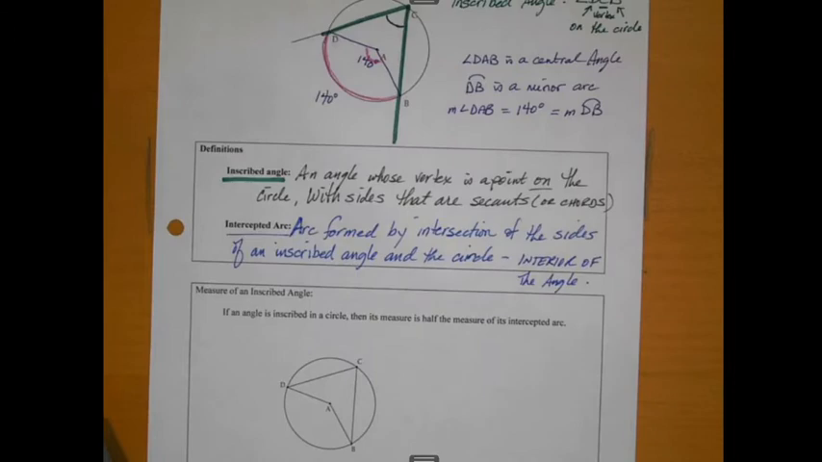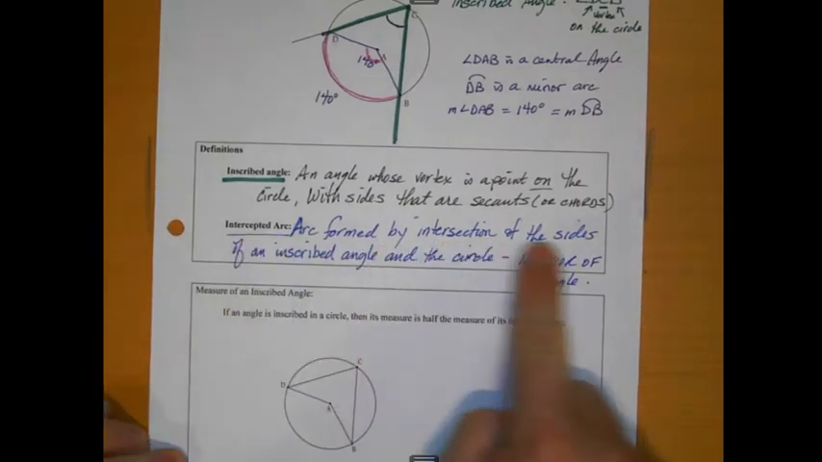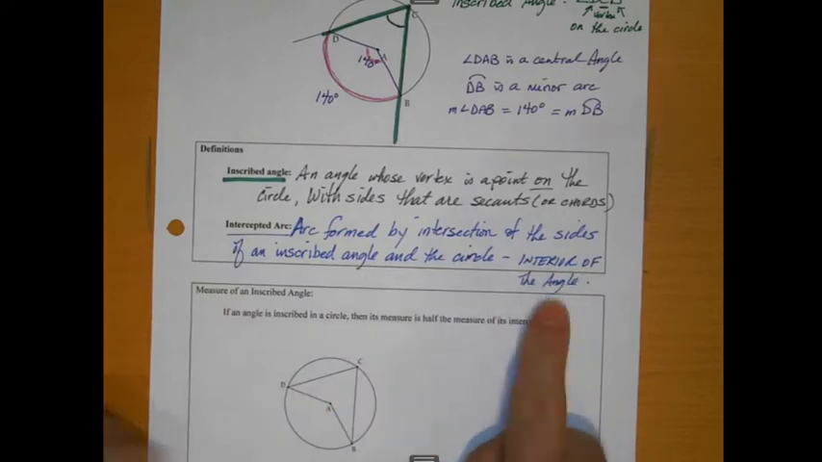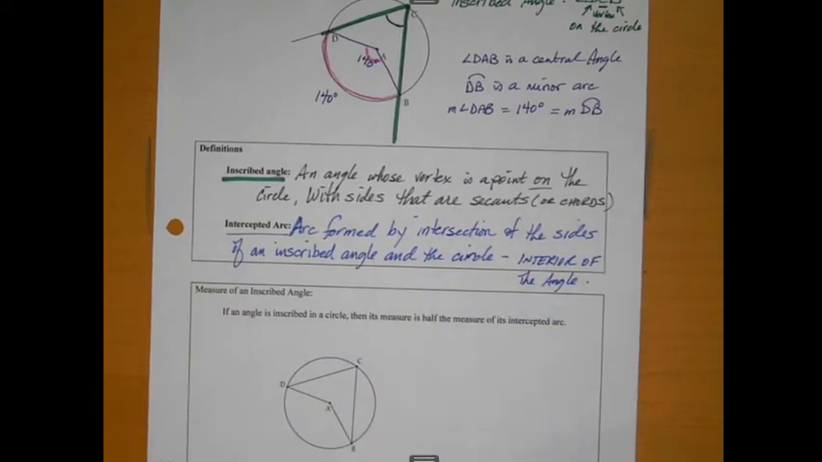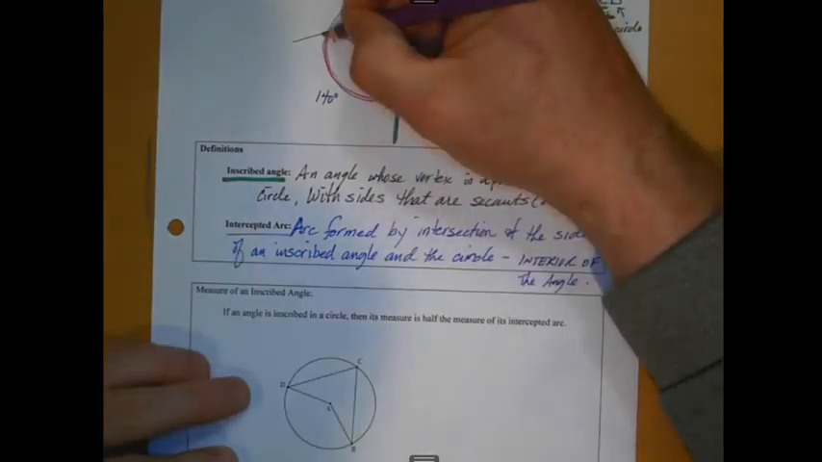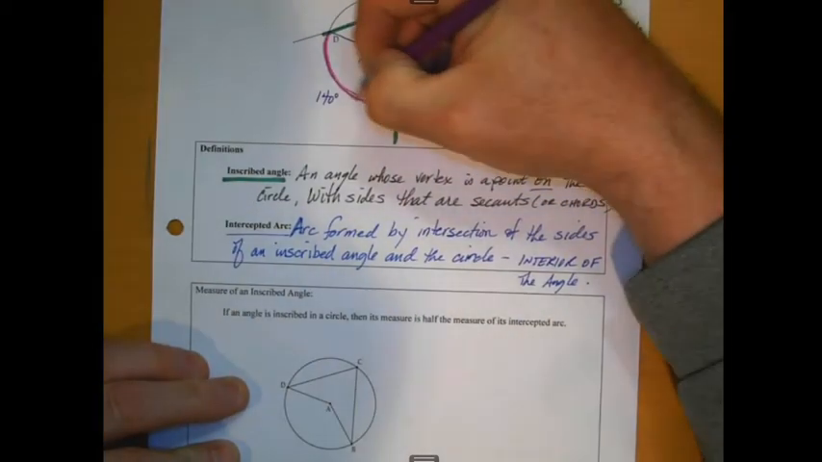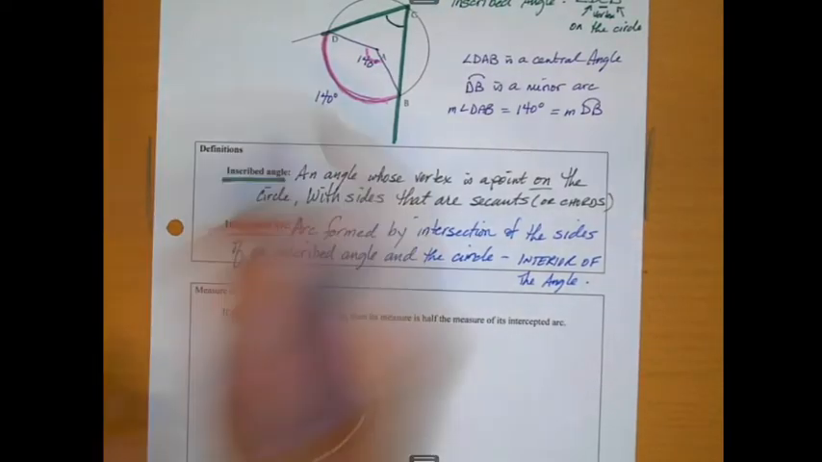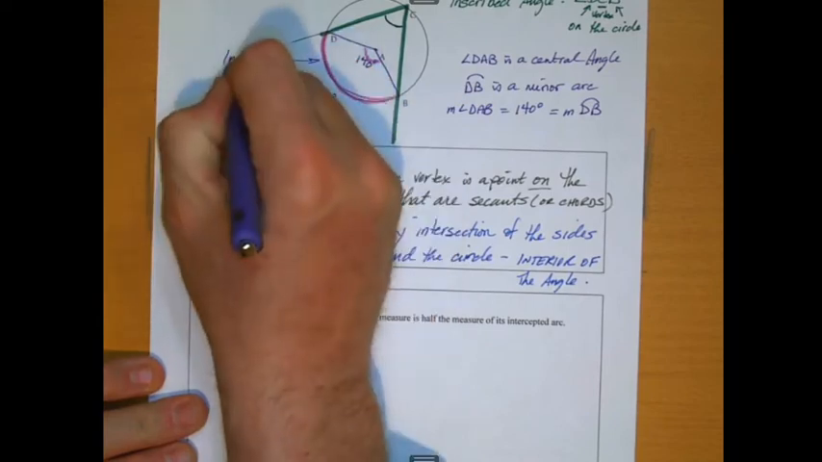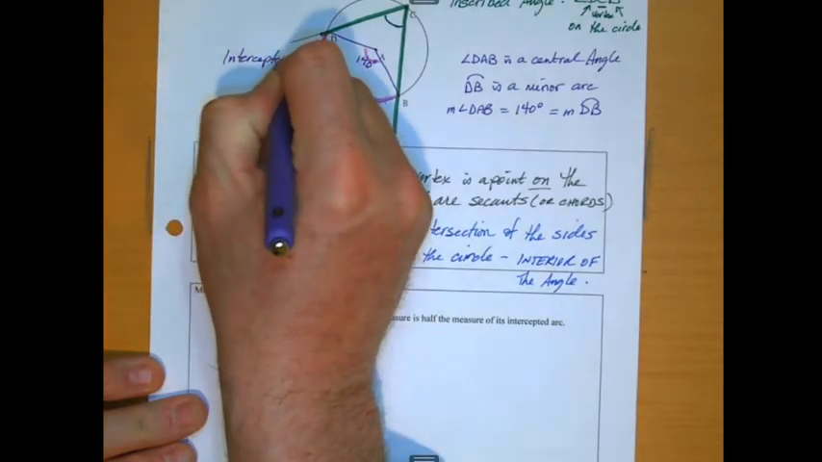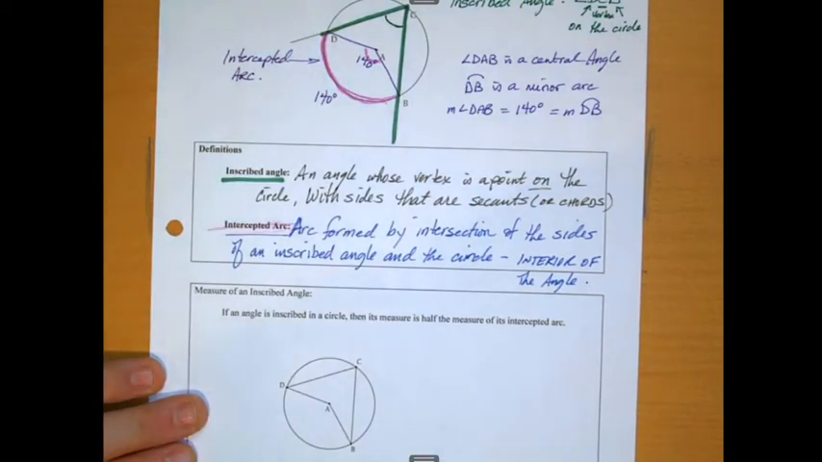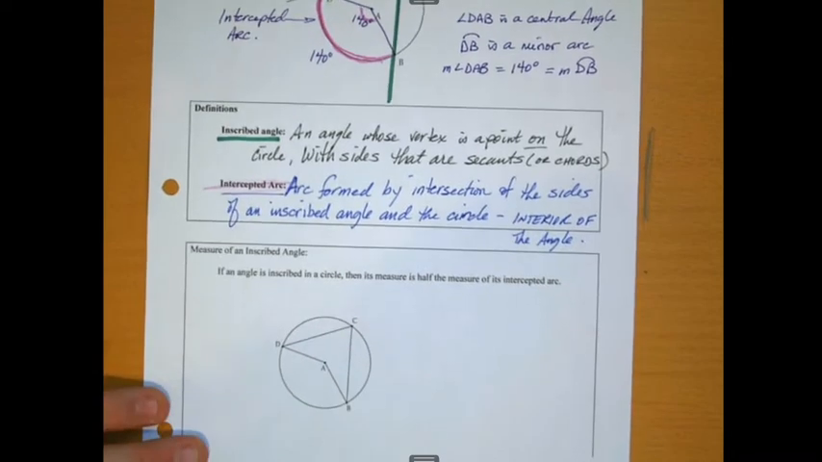It closed up on me. Here we go again. The intercepted arc is the arc formed by the intersection of the sides of an inscribed angle and the circle. It is the interior of the angle. It is the portion of the circle that is on the interior. So DB right here would be your intercepted arc. If it is a central angle, it's going to be the same. Here's the rule for the intercepted arc.